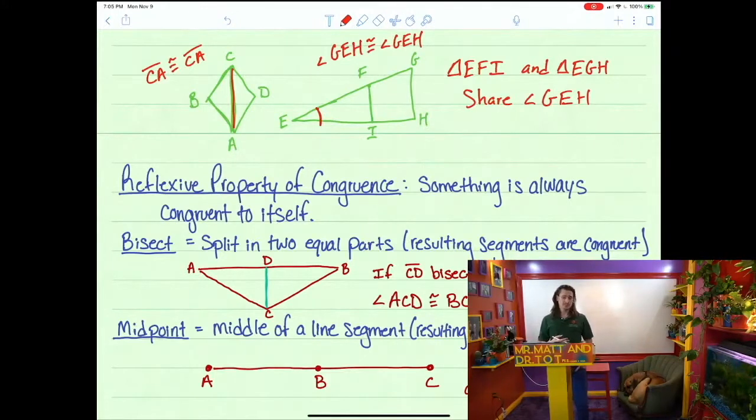You do have to explain it. If you're going to use a particular congruency postulate, you have to explicitly state how you're proving each corresponding side length or angle measure that makes up that postulate is congruent between the two triangles. And so that's a common property that comes up.